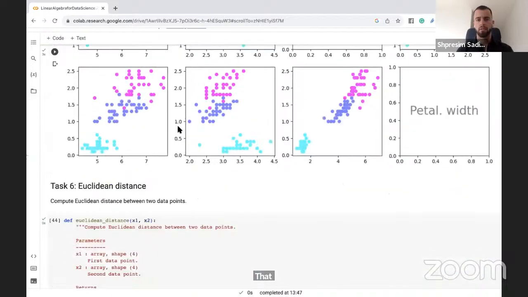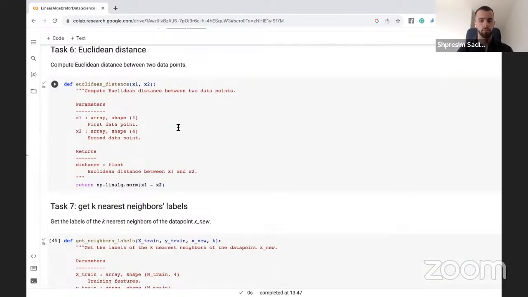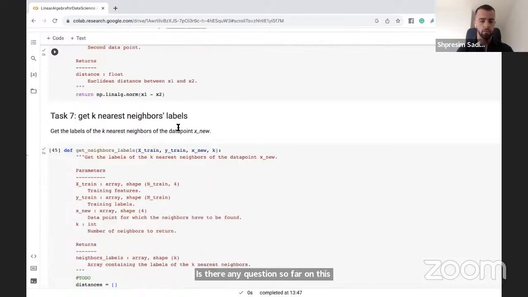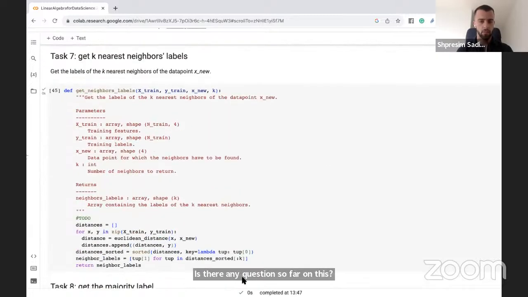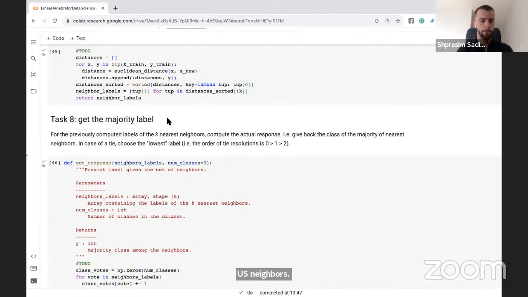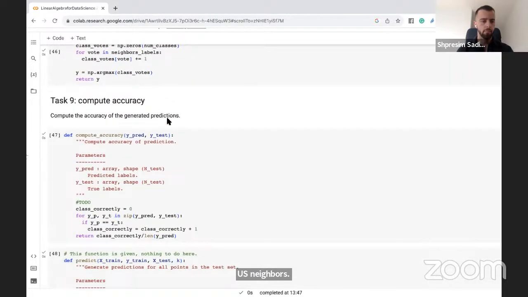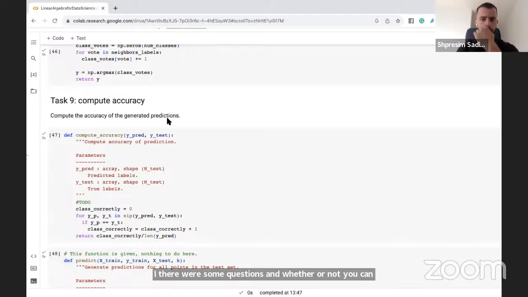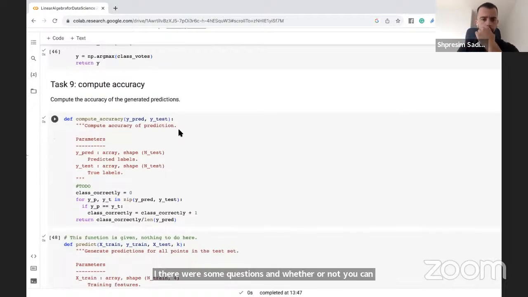Are there any questions so far on the nearest neighbors? I didn't read any in the chat. I presume there were some questions on whether or not you can update the notebook with the correct solutions later.